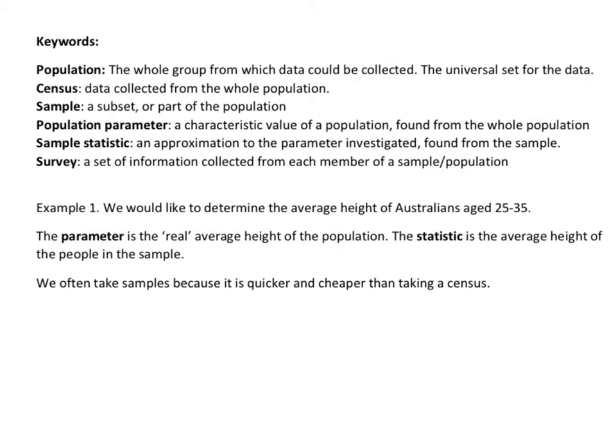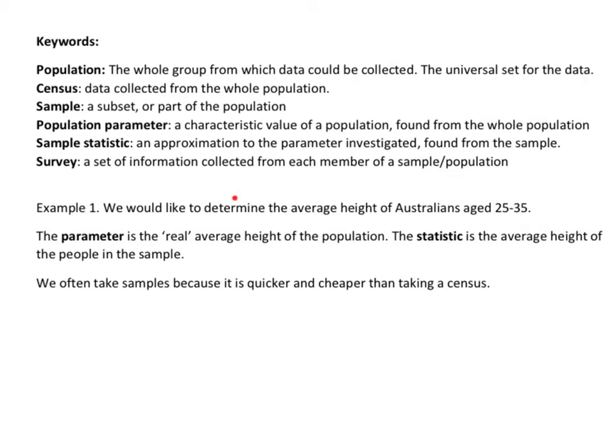Here are some keywords that you need to know. The entire population is the whole group from which data could be collected. Think of it as the universal set for the data that you have. If you collect data from the whole population, it's called a census. The analogy is that a sample is a subset or a part of the population from which you take a survey and you try and find out your sample statistic to approximate your population parameter.